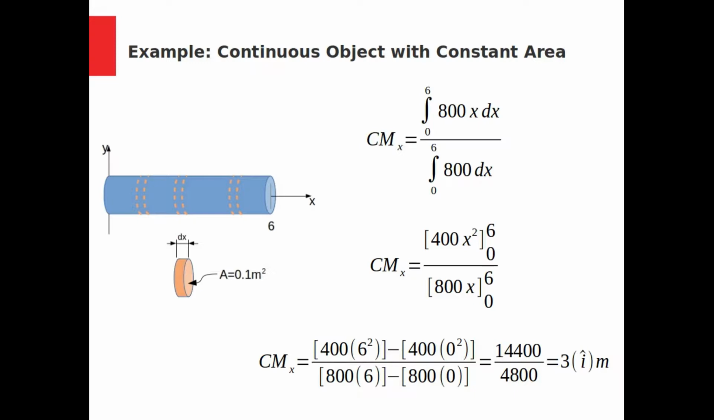Now we can integrate. The antiderivative of the top is 400x squared, and the antiderivative of the bottom is 800x. We evaluate these antiderivatives at the bounds 6 and 0 and subtract the lower bounds from the upper bounds. When we do this, we find the center of mass is located at 3 meters. Our intuition was correct. It was indeed at the center of the rod.